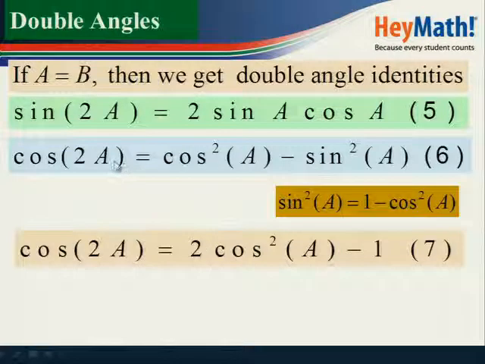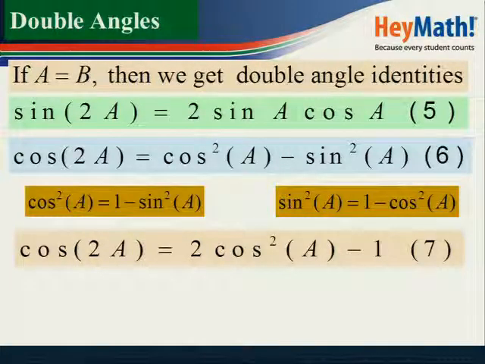The first double angle identity for cos is cos 2A is equal to cos squared A minus sine squared A. If you use this identity where you substitute sine squared A by 1 minus cos squared A, then you'll end up with cos 2A being equal to 2 cos squared A minus 1.